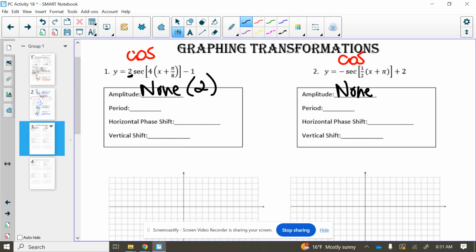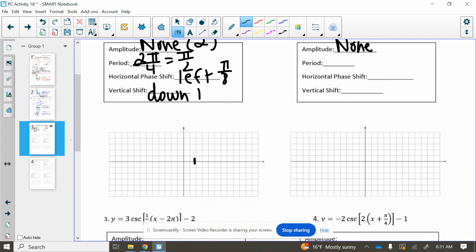The period this time is affected by parameter b, so 2 pi over 4 is pi over 2. We have a phase shift to the left, pi over 8, and our graph is getting shifted down 1 unit. So, very similar to what we do with cosine and sine graphs, we want to start by setting up our graphs. Period, we have to repeat by pi over 2. If we divide that by 4, each of these is going up by pi over 8, to the right or to the left.